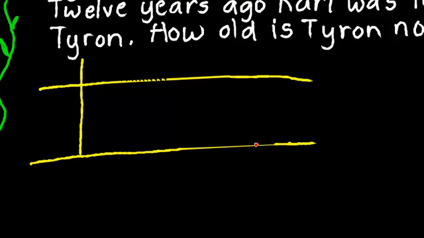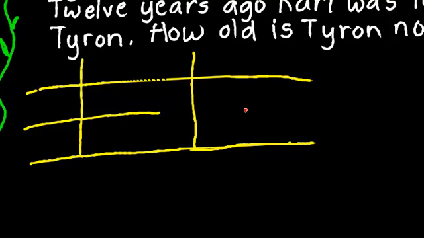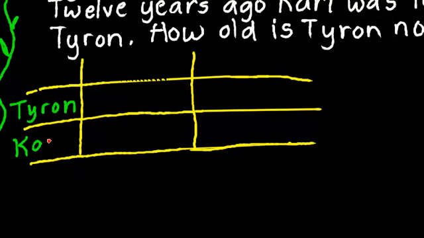Okay, so I'm going to go ahead and label on the left-hand side with the 2 names, Tyrone and Kari. And across the top, in the first column, I'm going to put the word now, so that I know that in this column I'm going to put expressions representing their ages now. And over here, I'm going to label it 12 years ago, because I'll have information for that too.